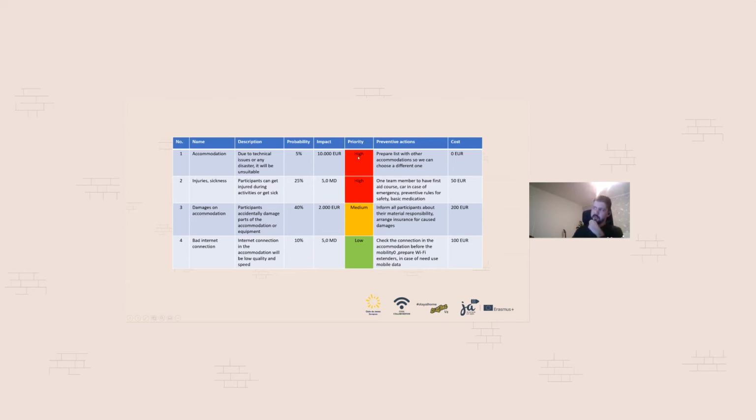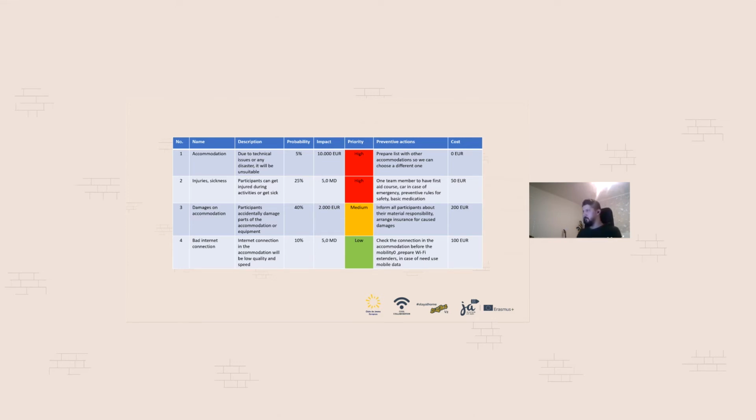We have the high priority because the accommodation is pretty important for arranging a project or youth exchange or a training course. You can have a preventive action: prepare a list with other accommodations, so you can choose a different one within the country or some closer accommodation. But if this risk happens, it can have an impact of 10,000 euro, let's say, because you will go for other accommodation when you don't have the negotiated prices. You are not cooperating or working together for a long time, so they won't give you a discount.